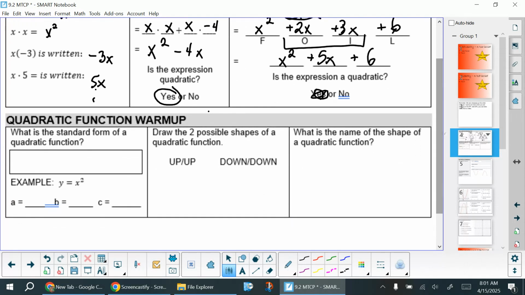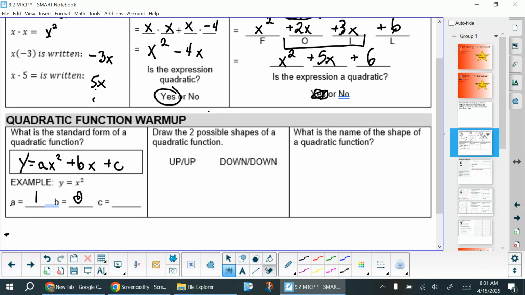Last thing here, quadratic functions, just a reminder from yesterday. Hopefully you looked back and saw we've got y equals ax squared plus bx plus c. And in an example like this where it's just y equals x squared, a is the number in front of the x squared, which in this case we don't write the 1. B is the number in front of the x term. Well, there is no x term, so there's 0 x's.